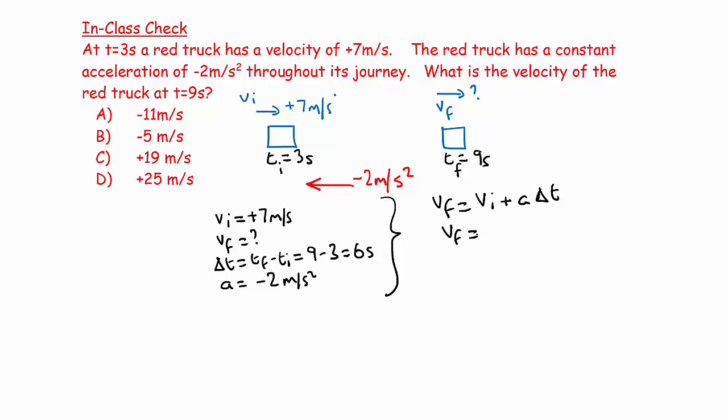VF is equal to VI, and that was plus 7, plus A, which is -2, times delta T, which is 6. So VF is equal to 7 minus 12, which equals -5 meters per second.